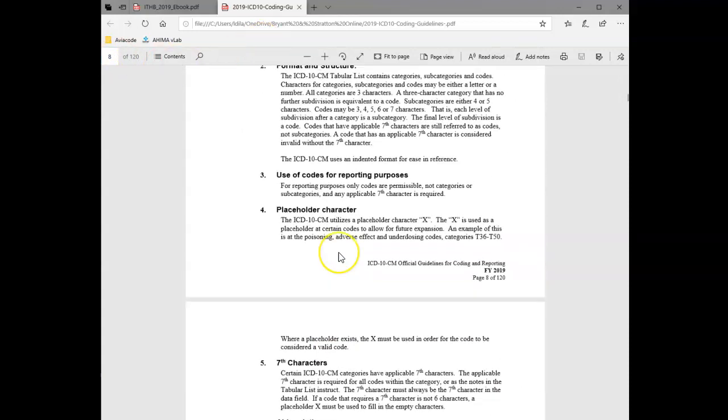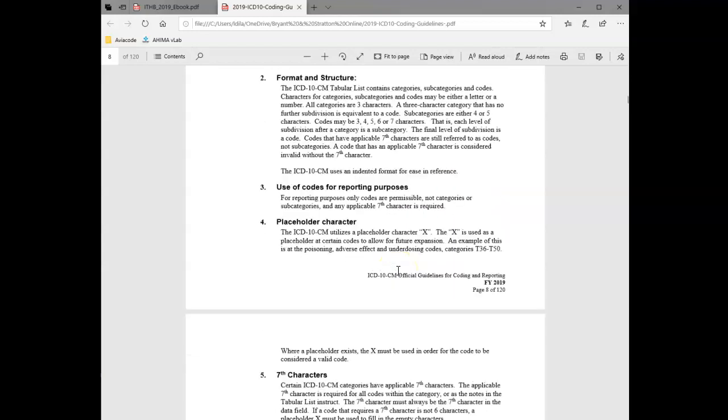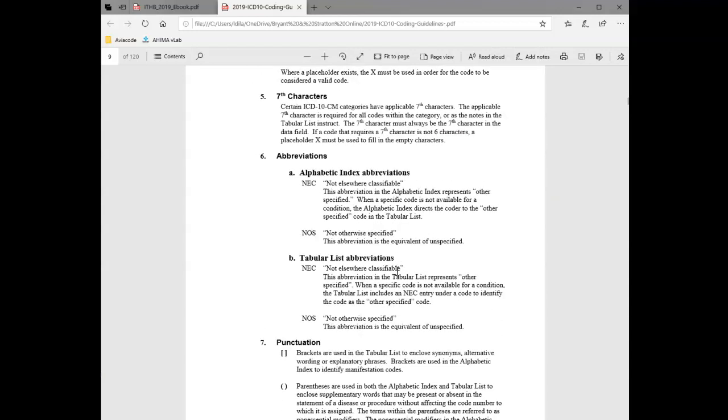But as you scroll through, you see that we have the different alphabetic index and the tabular index, and the recommendation that you always go to the alpha index first and then go into the tabular list to check your codes, and that's a very important direction. Many times you cannot find the correct code if you don't take that order.